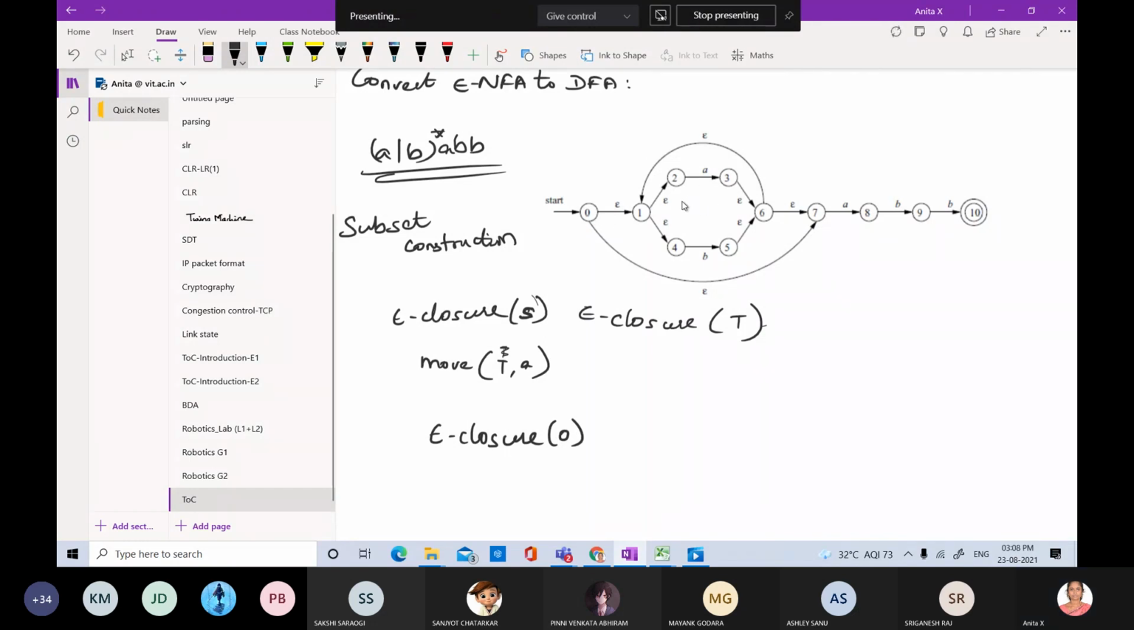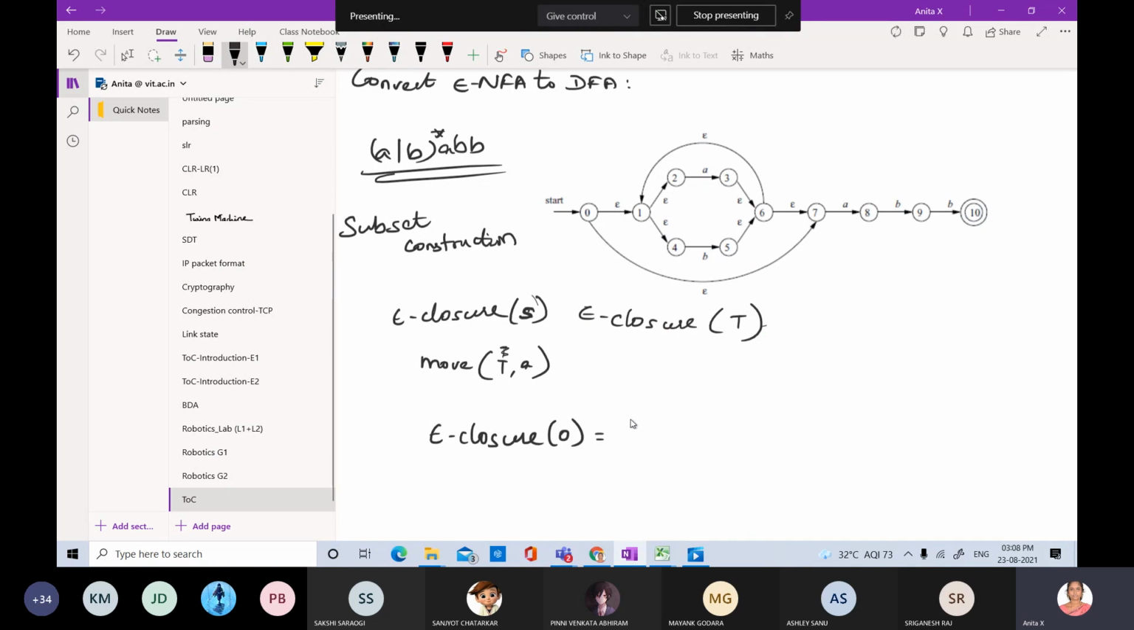Only on epsilon transitions, what are the states I am able to reach? That is going to be the epsilon closure of 0, right? So here you can see, please make a note over here. Each and every state is reachable to itself on epsilon transition. Epsilon is nothing but empty, right? So each and every state will be reachable to itself on epsilon transition.